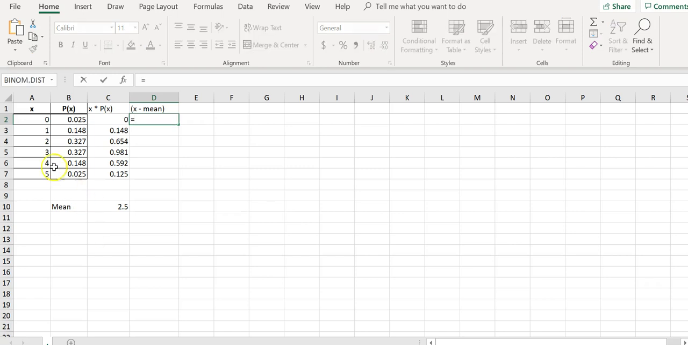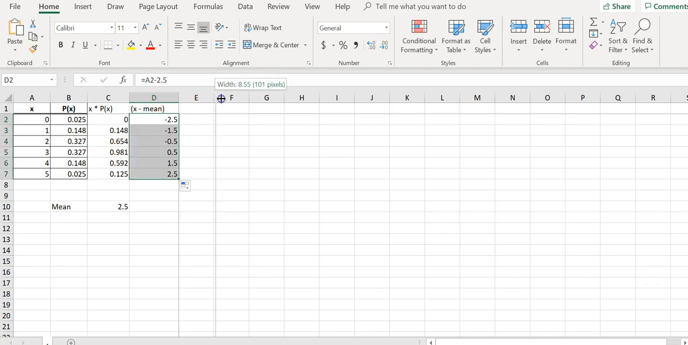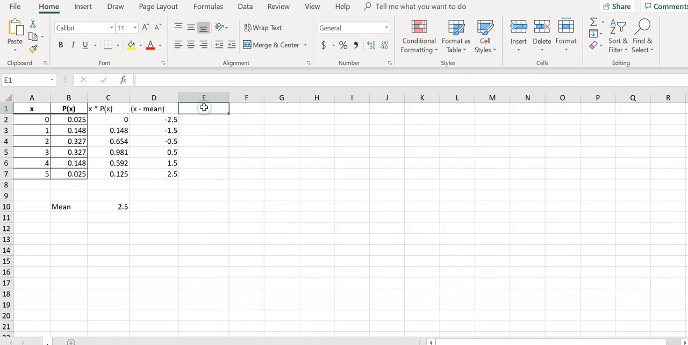So again, tell Excel that you wanted to take this given x value minus the mean that you just found, 2.5. And then again, because I used the cell, I can just copy that down. And the next step for the variance is for that value, x minus the mean, to be squared. So we're going to ask Excel equals to take this number, use the caret key above your 6, and square it. And then I can bring that down.